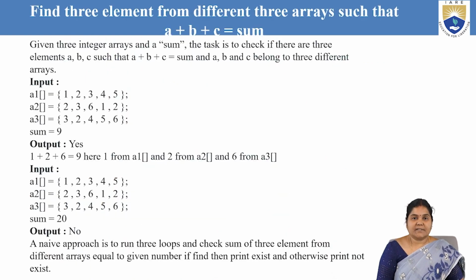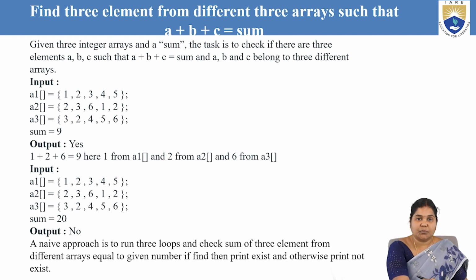Now, next we will discuss another problem. Find 3 elements from 3 different arrays such that A plus B plus C is equal to sum. Let us understand the problem statement first. Given 3 integer arrays and a sum, the task is to check if there are 3 elements A, B, C such that A plus B plus C is equal to sum, and A, B and C belong to 3 different arrays. Now, let us understand how to solve it.